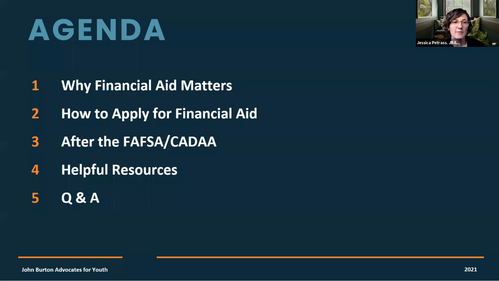So what we're going to be covering today is starting off with a little bit of background information about why financial aid matters. Then we're going to dive deep into how to apply for financial aid. We're going to cover the two different types of applications, talk more about what those are, the FAFSA or the California DREAM Act application. And we'll be walking step by step through the questions of the applications.